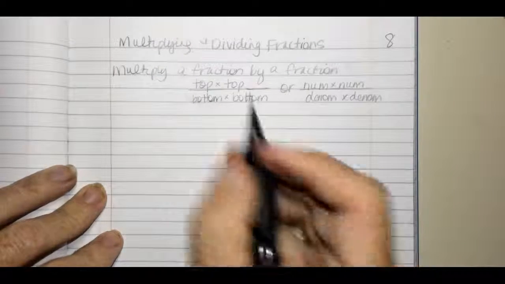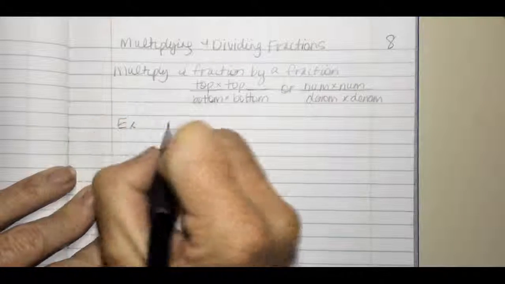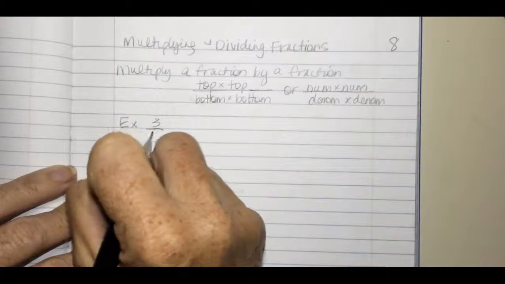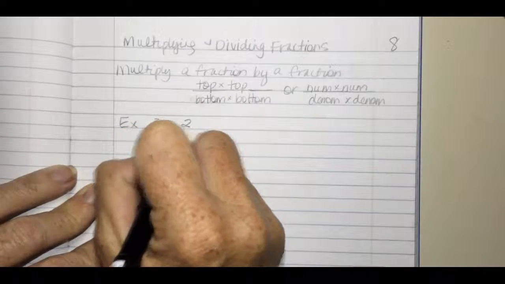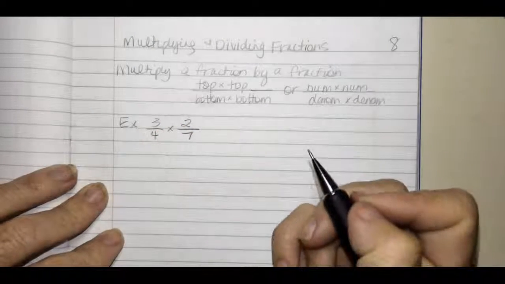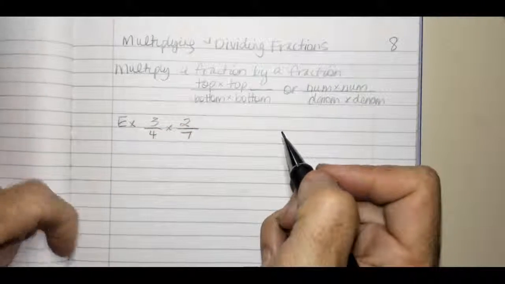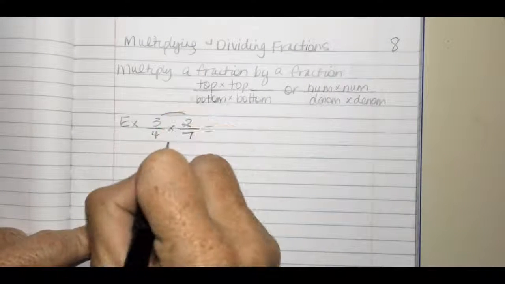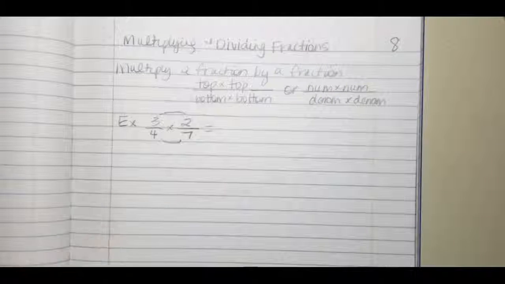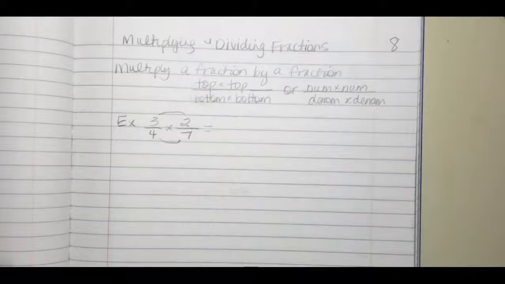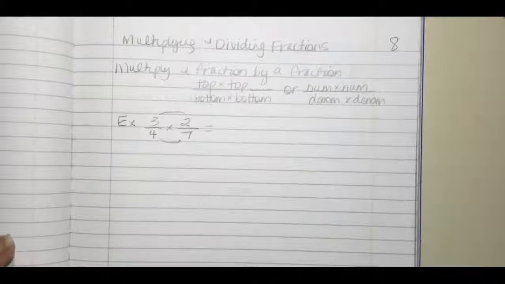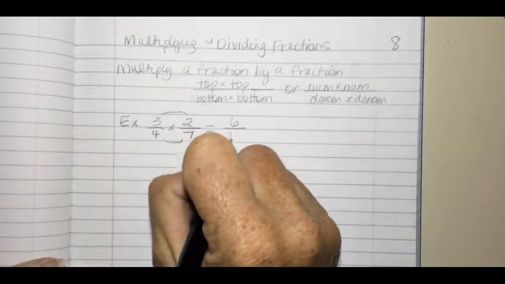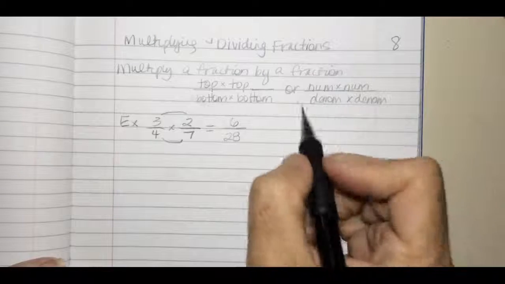Okay, so let's do our first example. Let's do 3/4 times 2/7. And when we do that, we're just going to multiply top to top and bottom to bottom. So, Sean, what's 3 times 2? 6. And what's 4 times 7? 28. Can that be reduced, Sean?